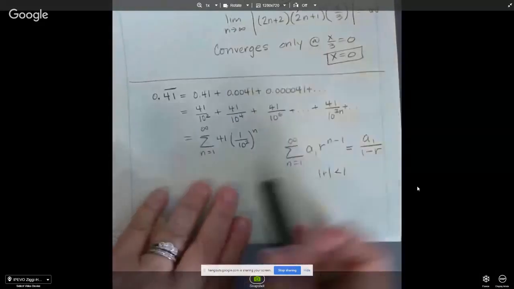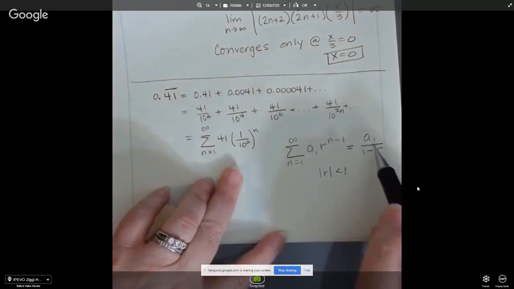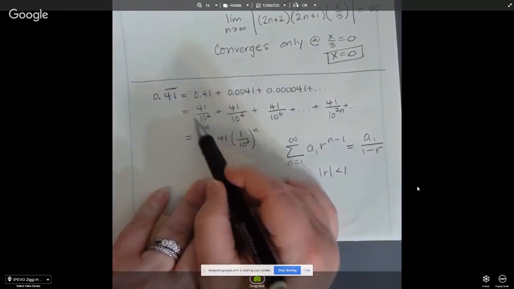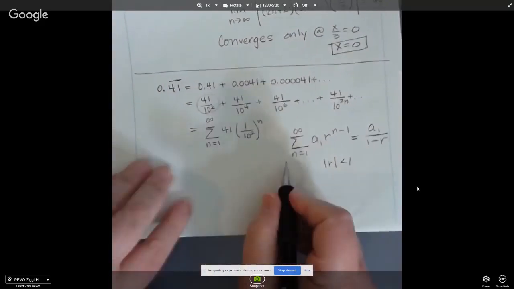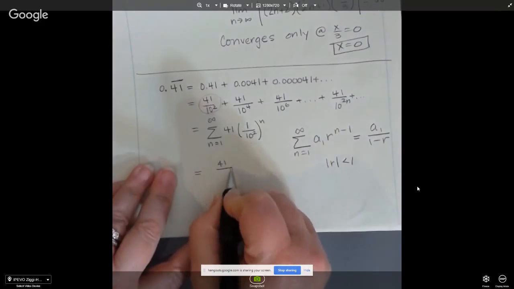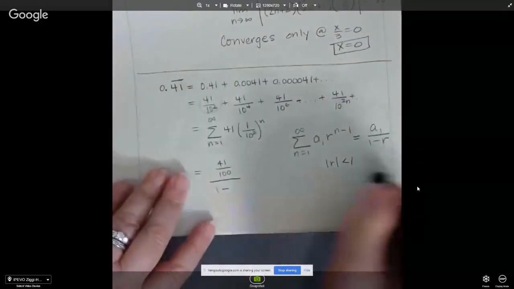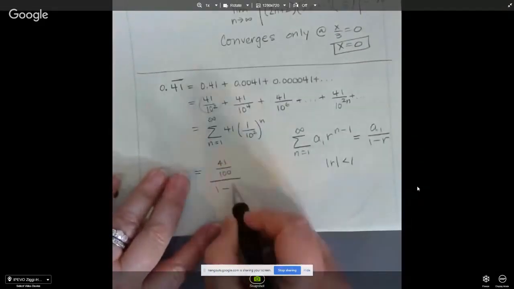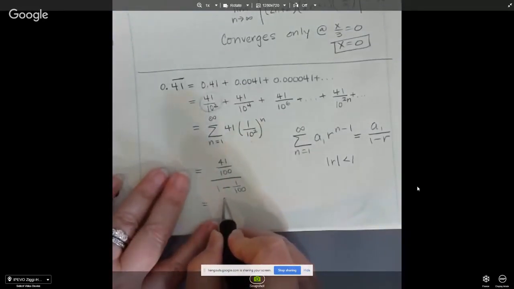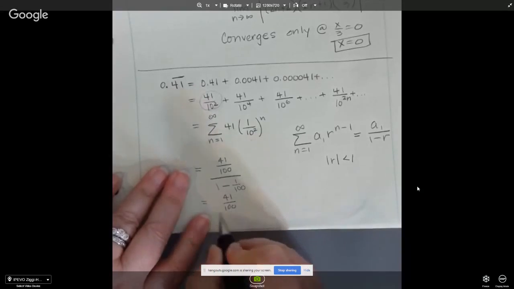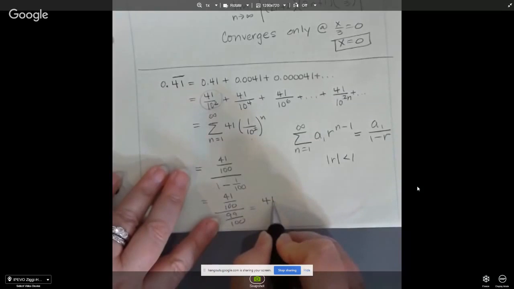So what is r in this case? Well, it's 1 over 10 squared, isn't it? So what's a sub 1? Well, a sub 1 is 41 over 100. So this is going to equal 41 over 100 over 1 minus 1 over 100, which is 99 over 100. So 41 over 100 over 99 over 100 is 41 over 99.